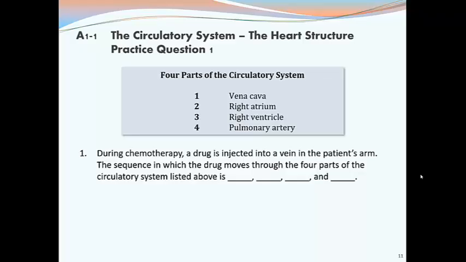I now ask that you pause your screen to do the next 4 questions on your own. When you've tried all 4 questions, I ask that you unpause, and we will go through those questions together, and hopefully you find some great success. So I ask that you pause your screen now.